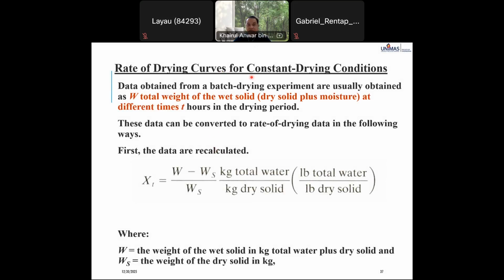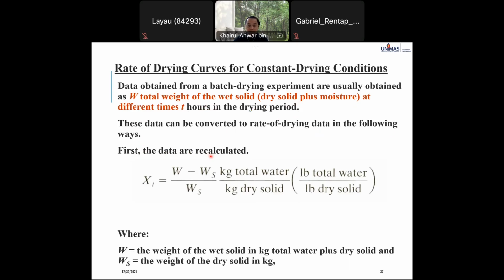So the rate of drying curve for constant drying condition from a batch drying experiment is usually obtained as W, total weight of the wet solid, dry solid plus moisture, at time t, in the drying period. This data can be converted to rate of drying data in the following way.